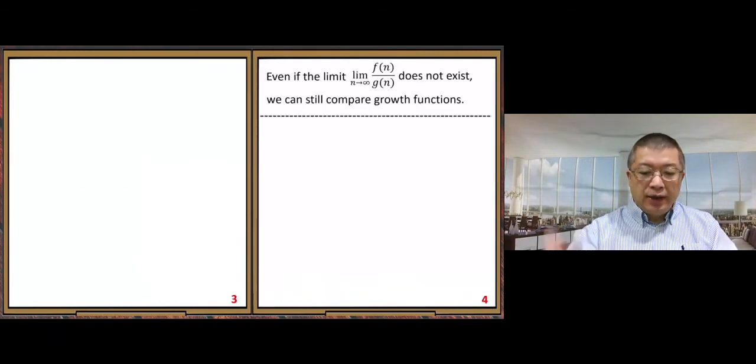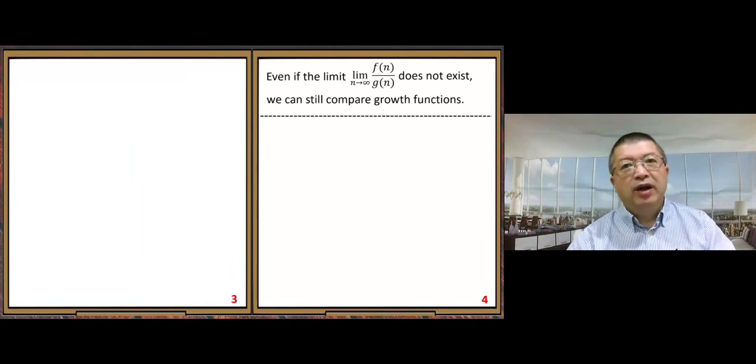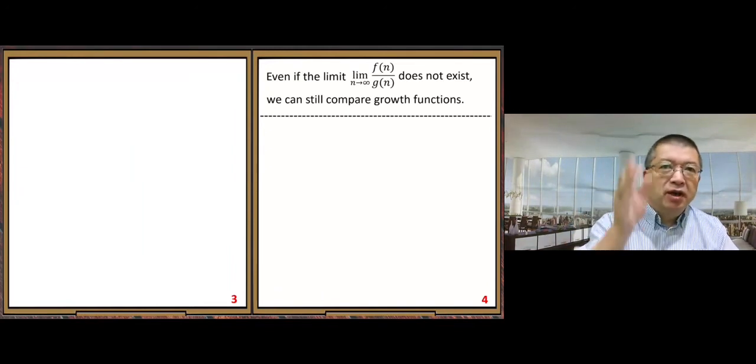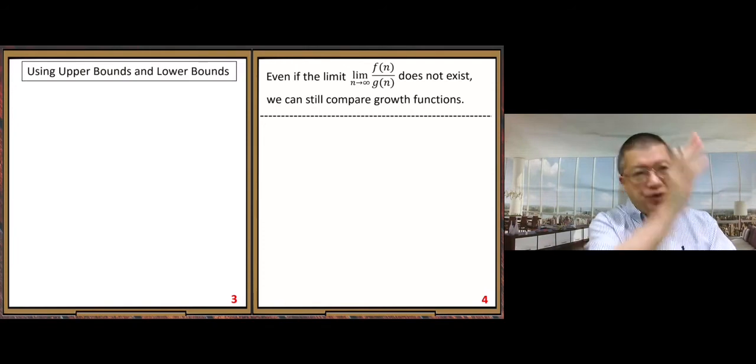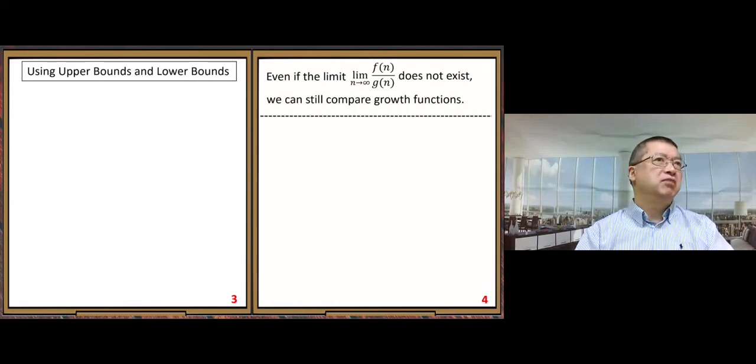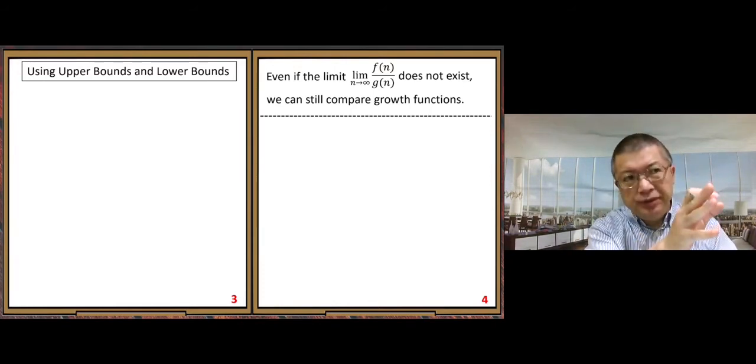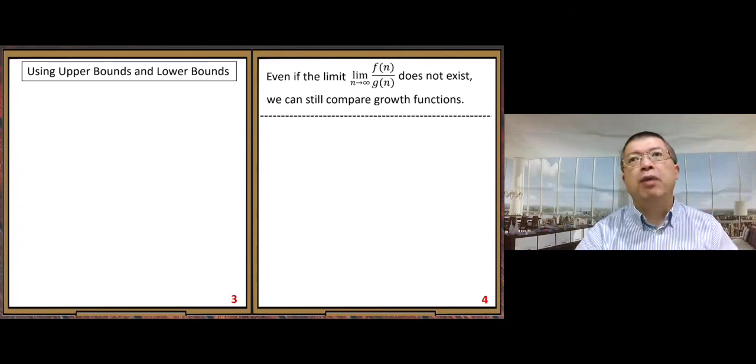Next, let's continue our non-limit based comparison method. How do we compare two growth functions without using the limit technique? Yes, we have one. The one that is using upper bounds and lower bounds. Inequality, upper bounds, lower bounds. Then we can still do appropriate comparisons. Okay, all right, how to do it?